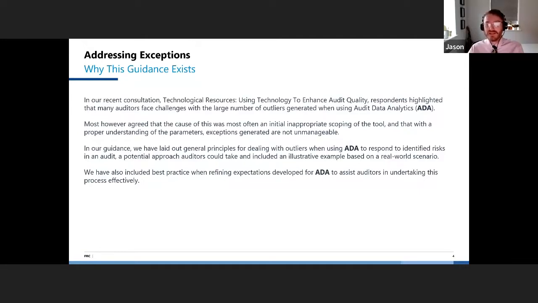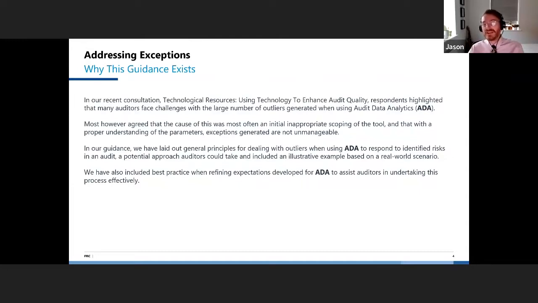because there was a feeling in the profession, in the UK at least, and certainly from some international people we've spoken to, that they would have to look at every single one of those exceptions and understand why it was an exception and what happened. And they were very, very uncomfortable with sampling those exceptions or stratifying those exceptions.